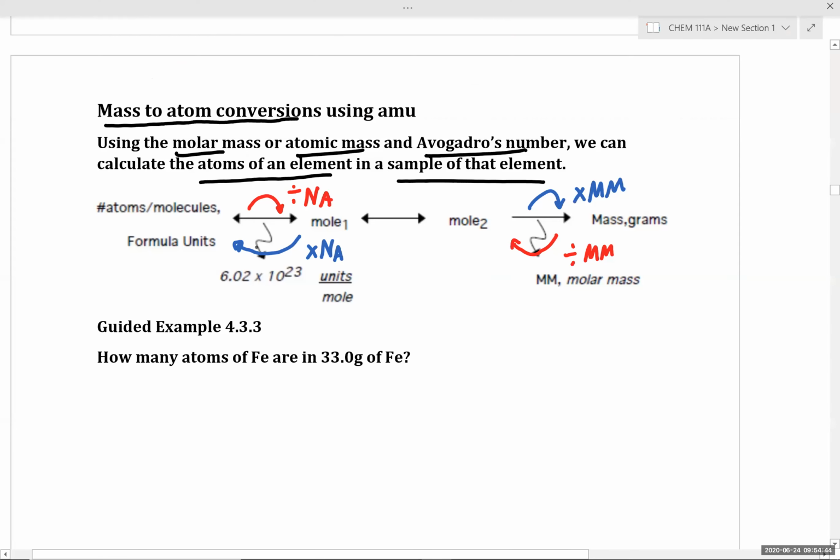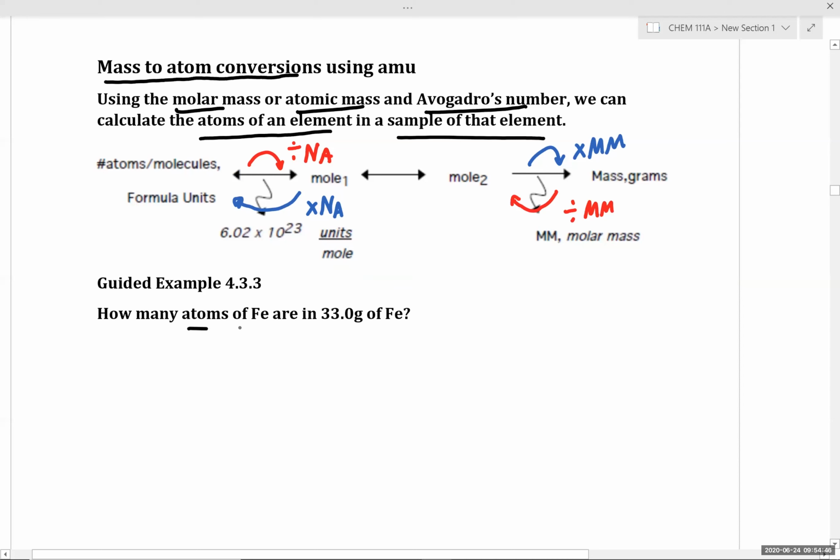Now, let's show an example of this. We're asked how many atoms of iron are in 33 grams of iron. So we're going from grams of iron to some units to atoms of iron. And in this case, our intermediate stepping stone unit is moles of iron.